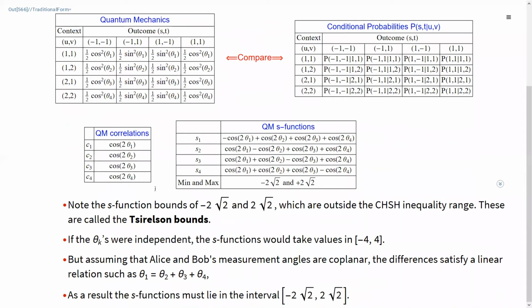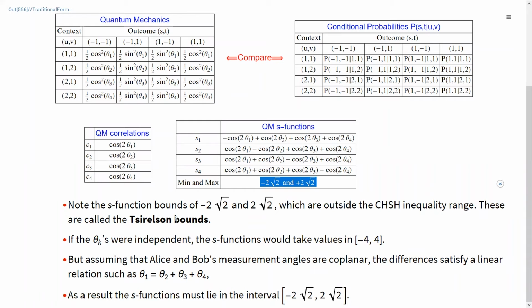Now let's compute the correlations and S functions. This is pretty easy to do. It's straightforward. It's well known. These are the correlations you get. Notice if you do the spin experiment, you get θ1 instead of 2θ1. It's off by 2, but in the photon polarization, you get 2 times. But anyway, the end result is that the bounds now are not -2 and 2, but you have a multiplicative factor of square root of 2 in there. Those are called the Tsirelson bounds.